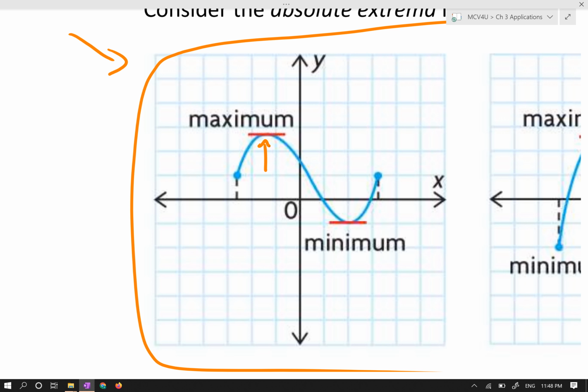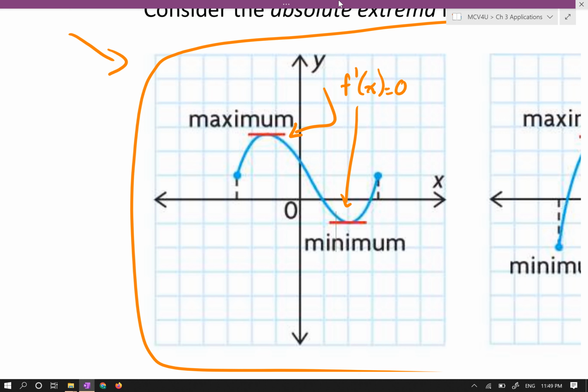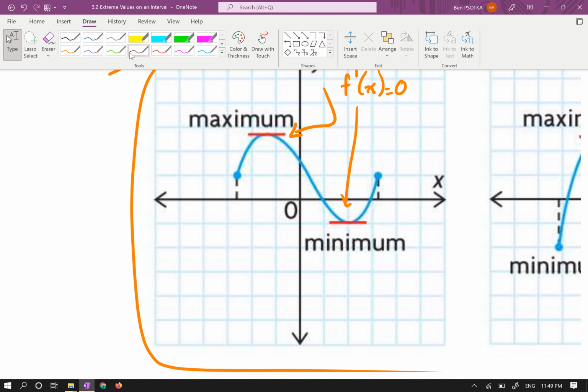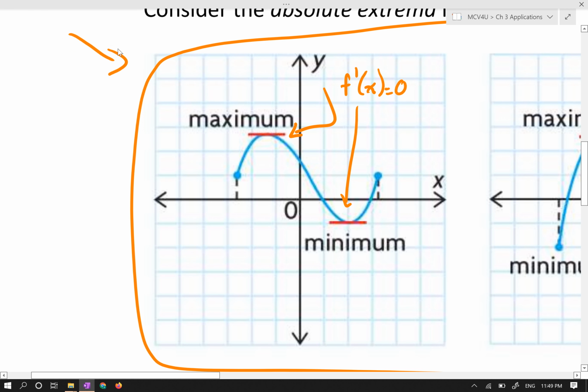Now we'll notice at a local maximum, the slope of our tangent is equal to 0. So right here, we notice f prime of x is equal to 0. We also notice at a local minimum, f prime of x is equal to 0. Now, that's all well and great, but our maximums and minimums over an interval will not always be at a local maximum and local minimum.